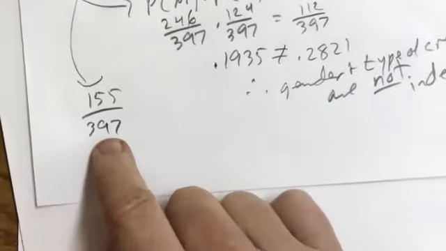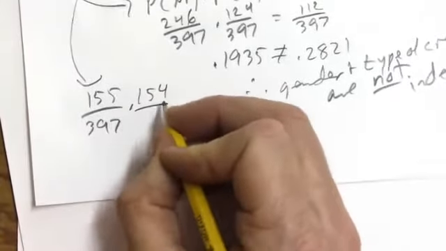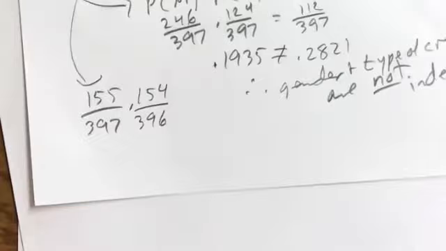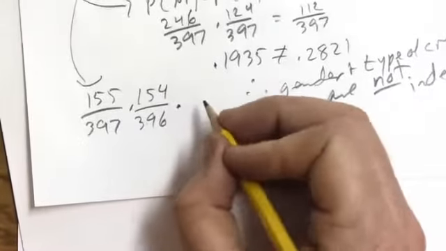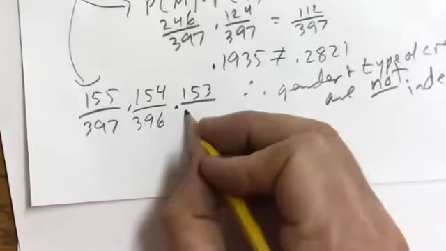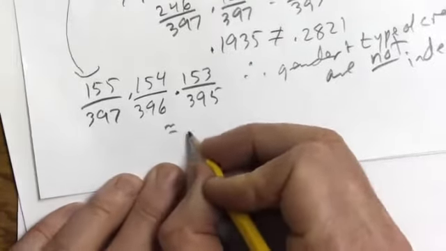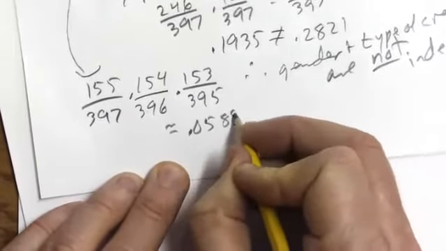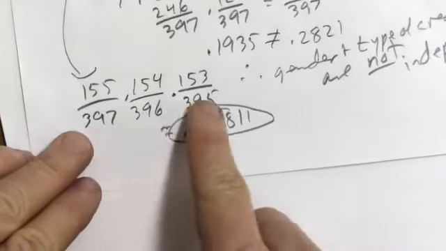Given the first one's a vampire, what's the probability the second one's a vampire? Well, now there's only 154 left, and only 396 creatures left, because I just took one out. Given that the first 2 are vampires, what's the probability the third one's a vampire? Now there's only 153 vampires left and only 395 total creatures. This is equal to 0.058811. So with multiple events you multiply, but you have to take into account their conditional nature.